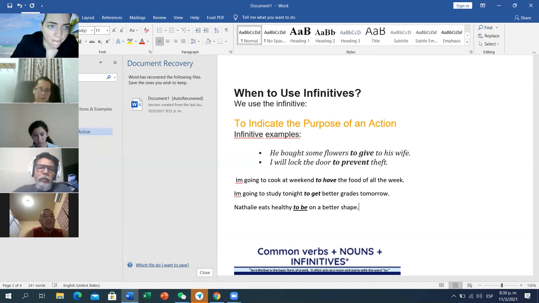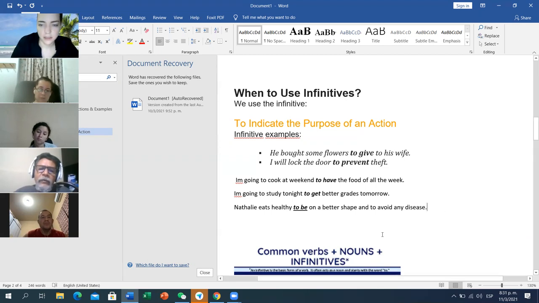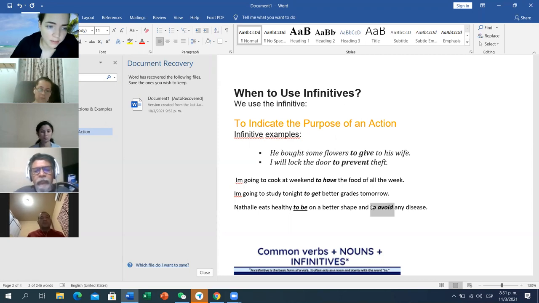Teacher. Mande. Is it possible to take two infinitives in one sentence? Yes. Por ejemplo, aquí le estaba poniendo yo el to avoid anteriormente. To avoid any disease. Vaya. Two infinitives. And to avoid. La cuestión es que más que todo, esto es un término gramatical. Sin embargo, automáticamente lo van a ocupar en su vida o como se expresa en inglés. Usted lo acaba de hacer.